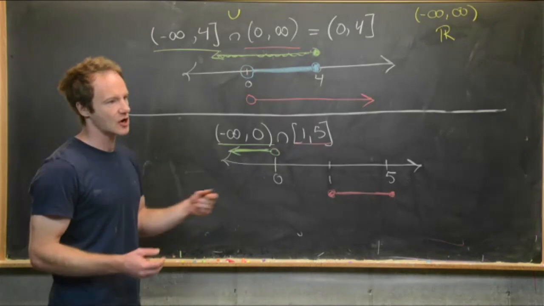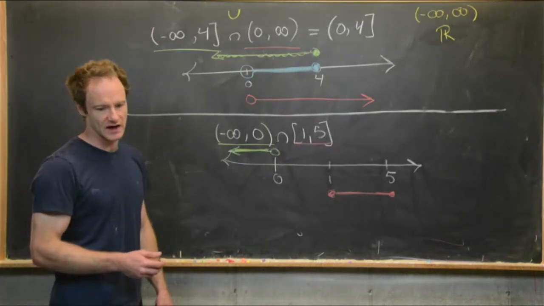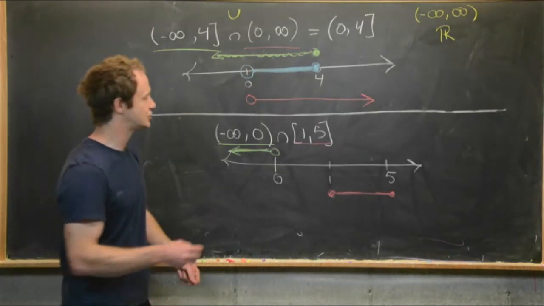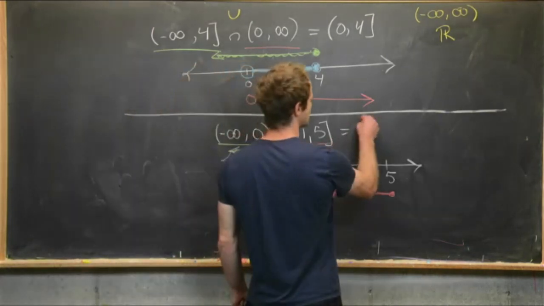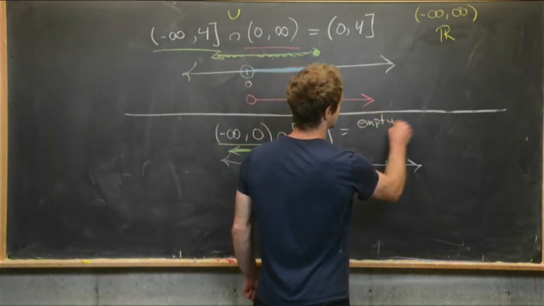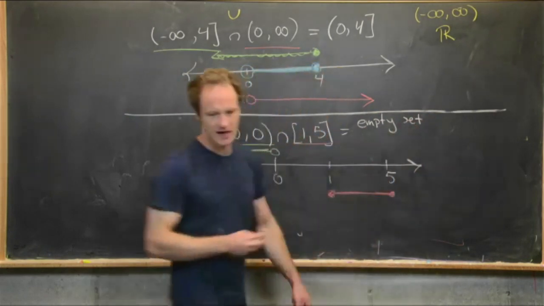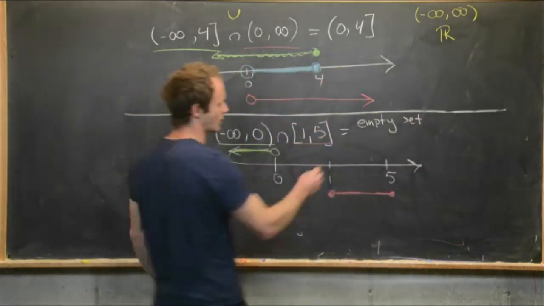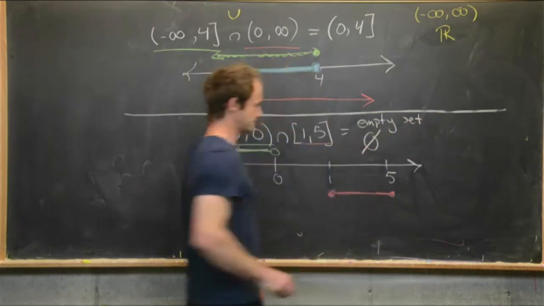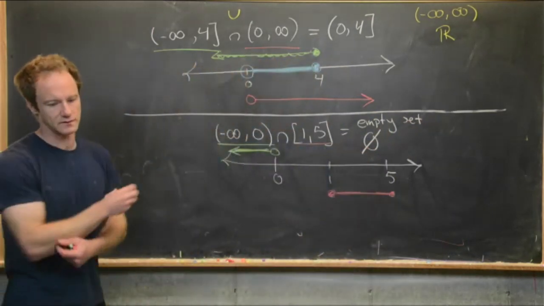So that means there are no numbers that satisfy this rule. And so generally what we would say here is that this is equal to the empty set. In other words, there's no solution here, or we could write this. This is the symbol for the empty set.